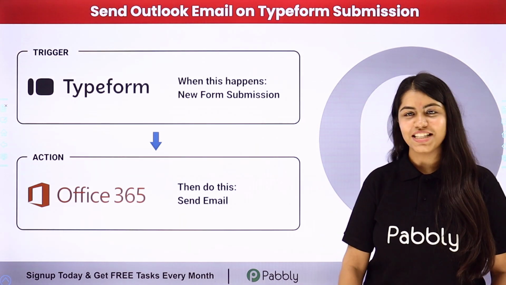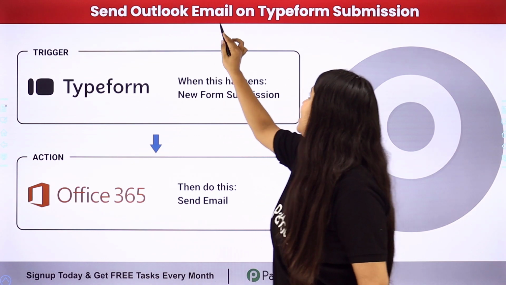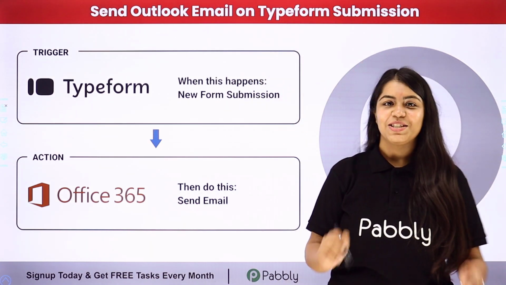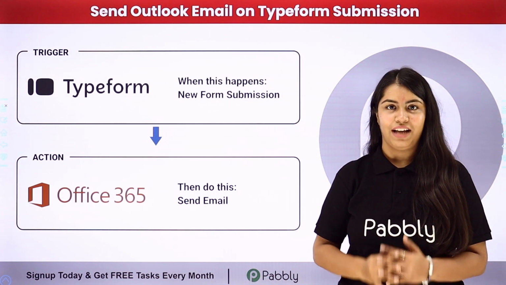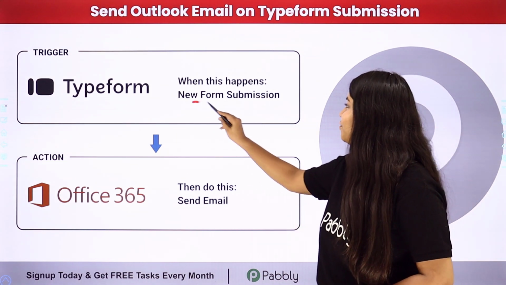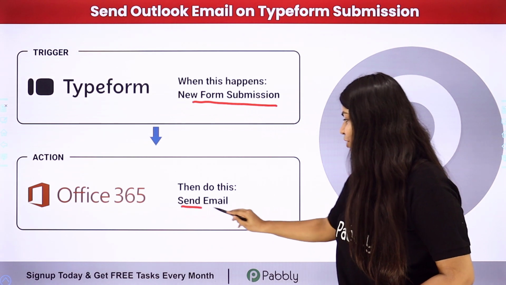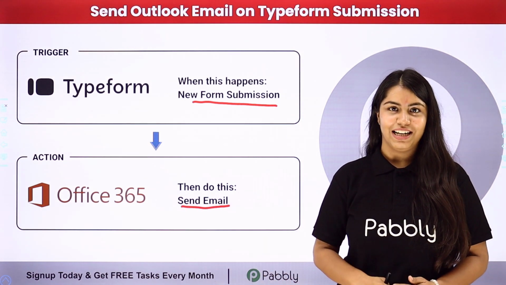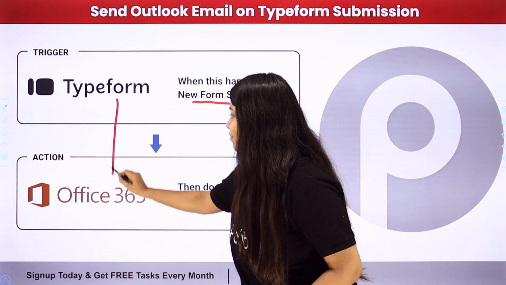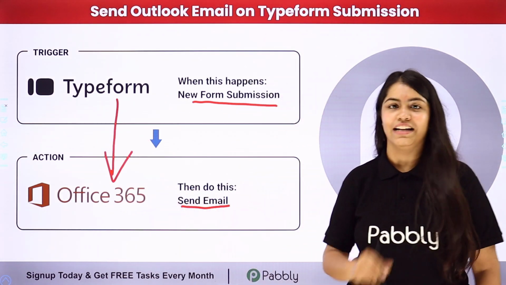The title of our today's video is how to send Outlook email on Typeform submissions. So I'm using Typeform as my form builder app, and I wish that as soon as a new form submission happens in Typeform, automatically an email should be sent from Outlook. For this, we have to create an integration between Typeform and Microsoft Office 365, that is Outlook.